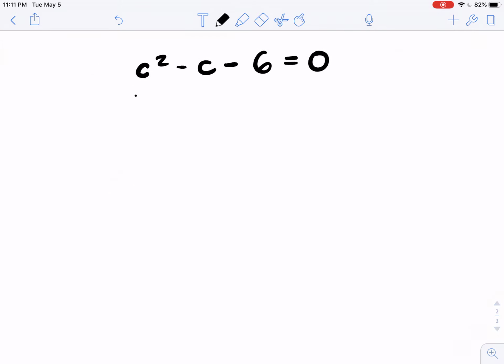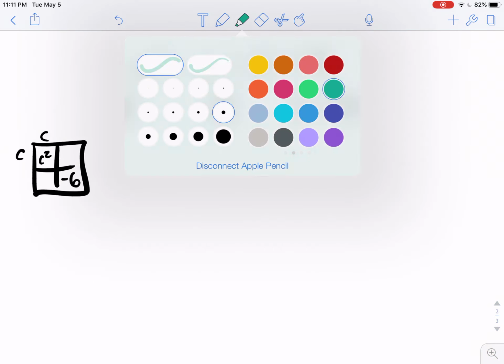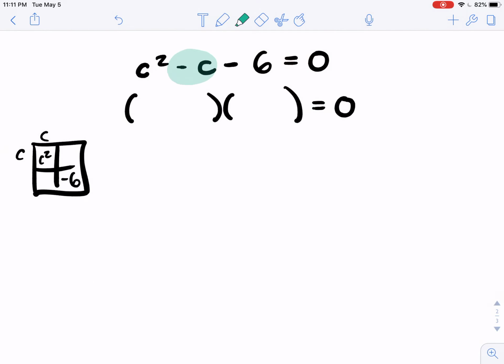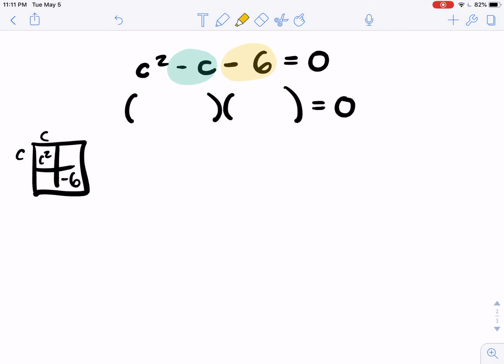So this gives us 2 factors that will be equal to 0. Now we can go through and do the magic X thing if you want, and we have c and c to get our c squared, and we need something that multiplies to negative 6. Let's see, what adds up? Again, we're looking for things that add up to negative 1 and multiply to get negative 6. I used gray, didn't I?